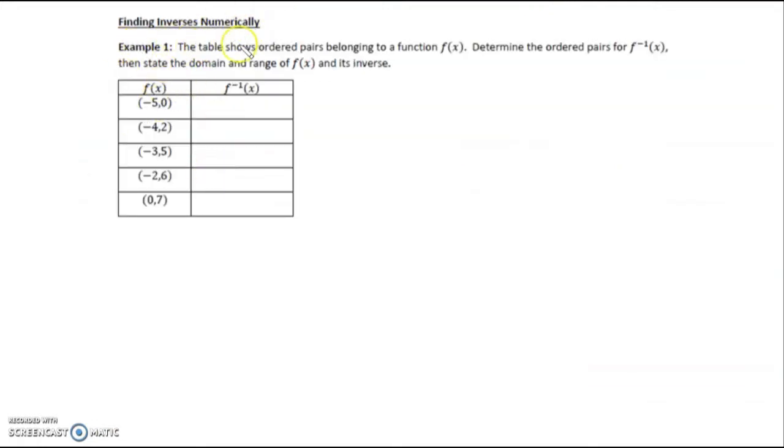So, finding inverses numerically: the table shows ordered pairs to be the function. Just like random ordered pairs we have here. We're going to determine the pairs for f inverse and then state domain and range. So instead of being -5, 0, we're going to have 0, -5. Instead of -4, 2, we're going to have 2, -4. Instead of -3, 5, we're going to have 5, -3. Instead of having -2, 6, we're going to have 6, -2. And instead of having 0, 7, we're going to have 7, 0.